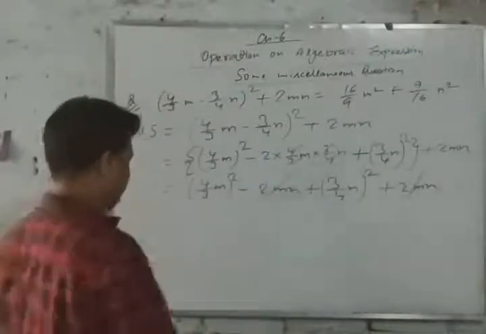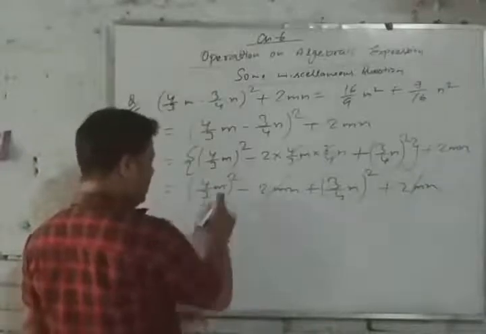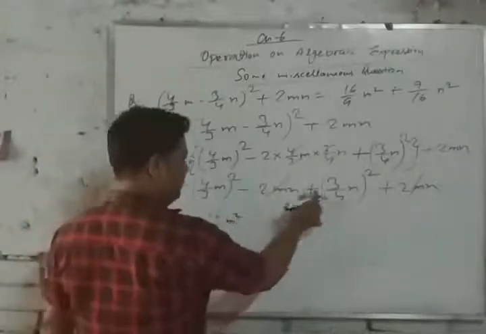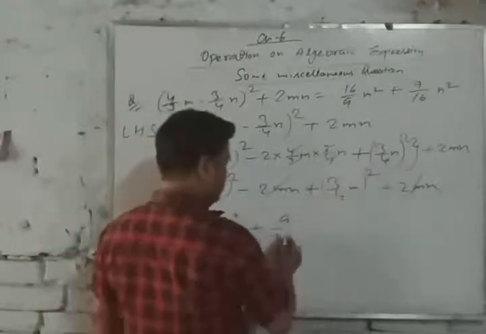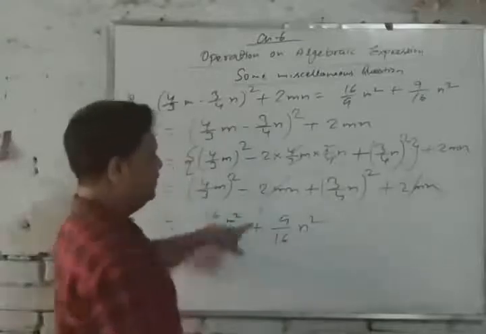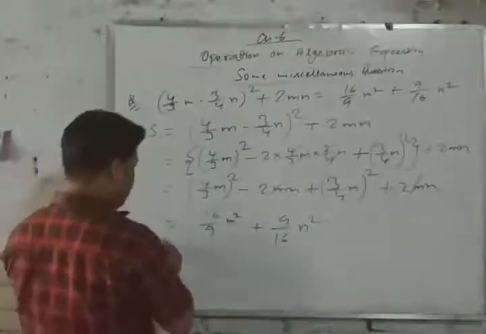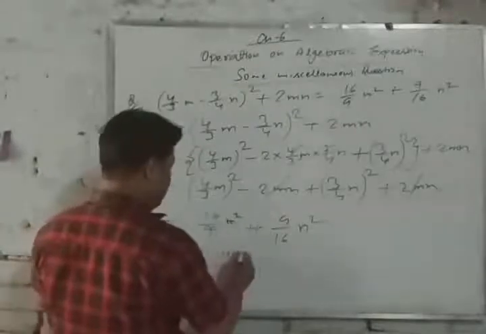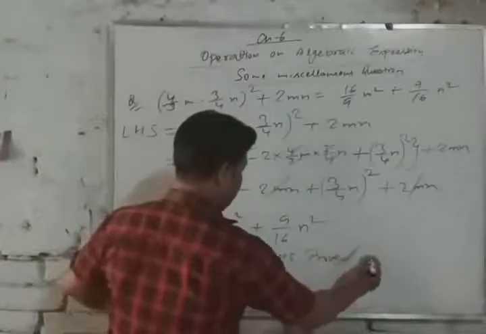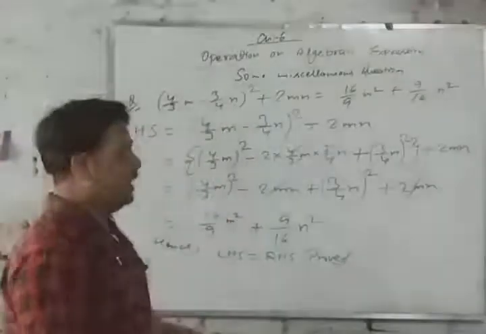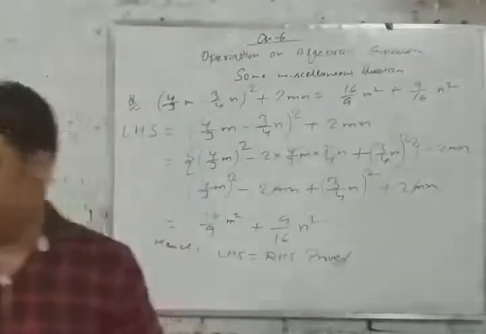Now we will square it. Then 4 square 16, 3 square 9, m square m square. Here plus sign. 3 square 9, 4 square 16 and n square n square. Now see. RHS is equal to LHS. So we can write hence LHS is equal to RHS. Proof. So I hope that you all have understood this question. Okay.